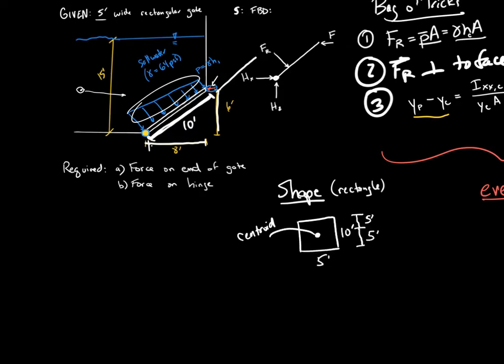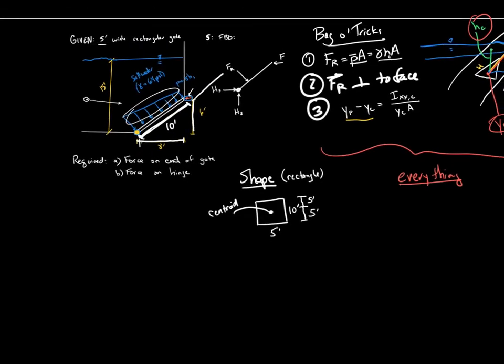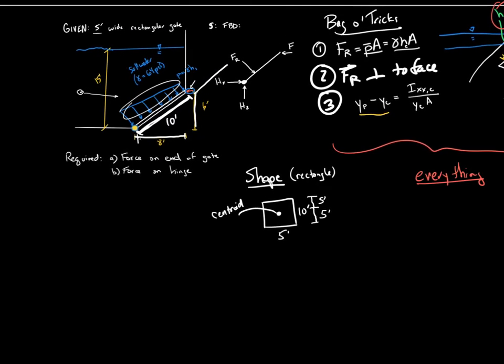Now we need to start getting quantities. If I look at my bag of tricks, we are going to need a few things that are going to come from this shape. I need to know HC. I need to know the area.